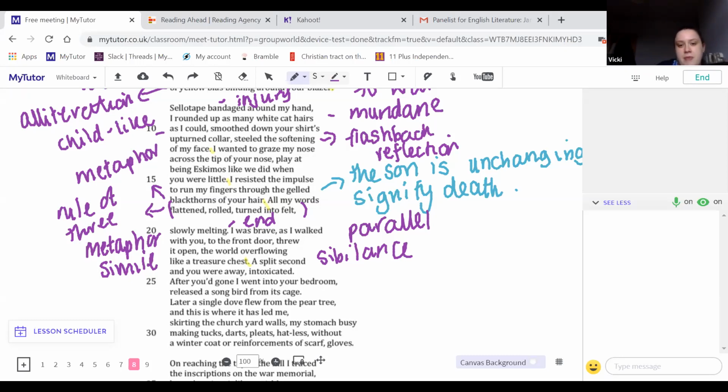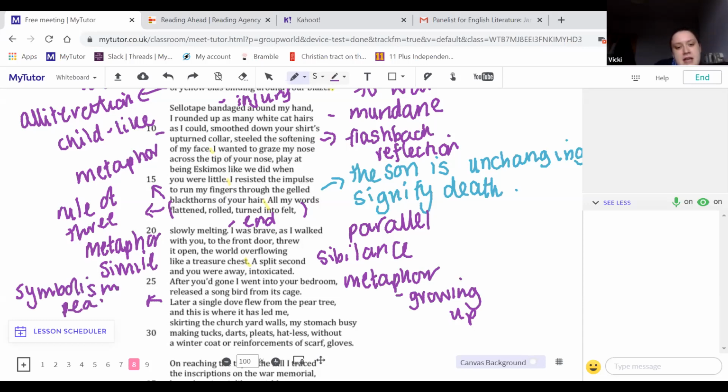So we've got, and this is filled with metaphors. With this, I would say this is essentially him growing up, releasing and fledging the nest. Later, a single dove. So we've got some beautiful symbolism here. So dove meaning peace, obviously.